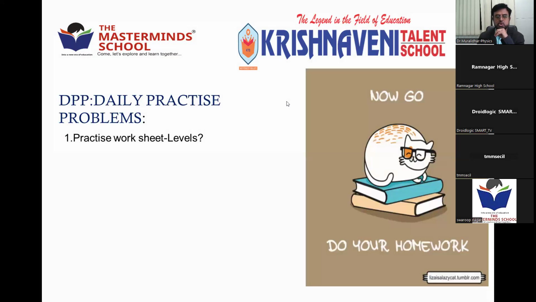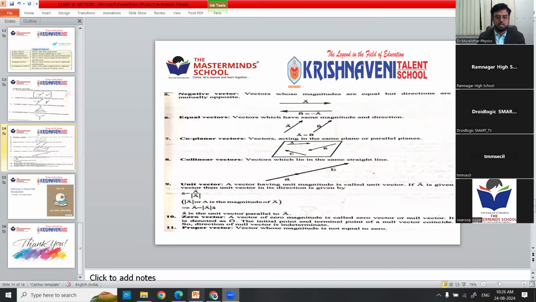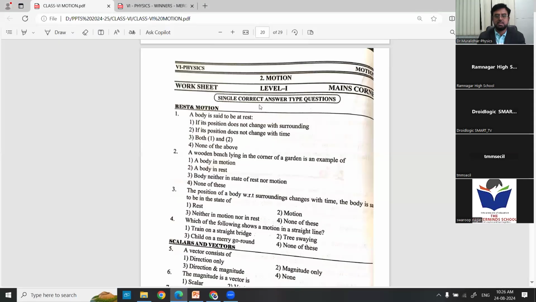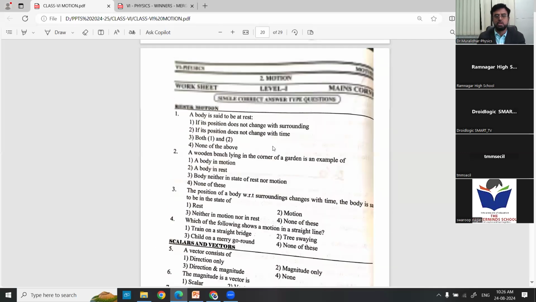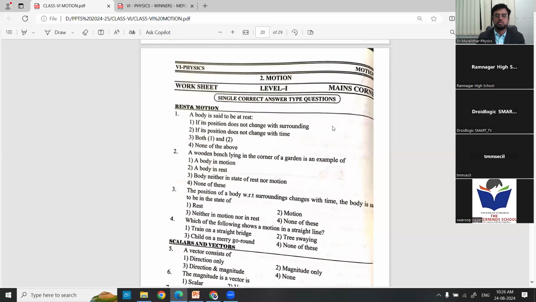Before going for this, as I told you already, we'll go for the worksheets. This is level 1. You can see page number 44. All of you open it, if you have books, page number 44.